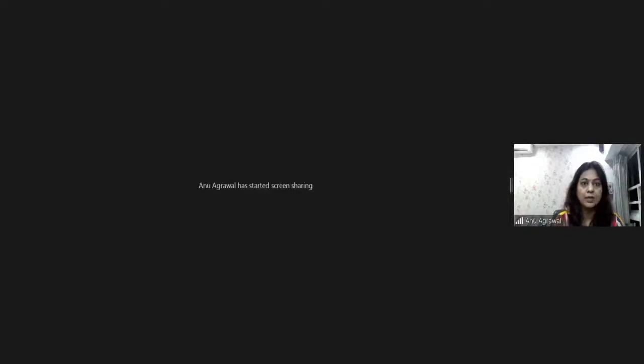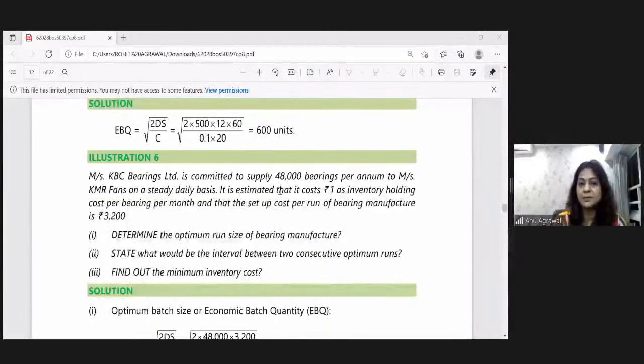Okay, let us go back and do this particular sum. KBC Bearing is committed to supply 48,000 bearings to Messrs on a steady basis. It is estimated that 1 rupee is going to be the inventory holding cost. Setup cost is going to be 3,200. What should be the optimum run size?